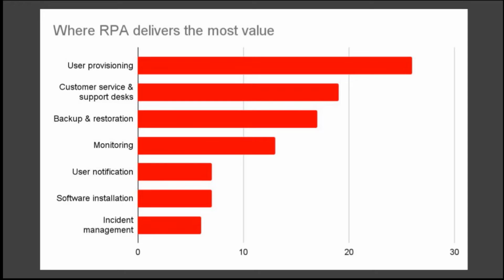In a recent survey of about 250 technology leaders, user provisioning was identified as the area where RPA delivered the most value, followed by customer service and support desks, backup and restoration, and system monitoring. User notifications, software installation, and incident management were next, followed by data migration and patch management.